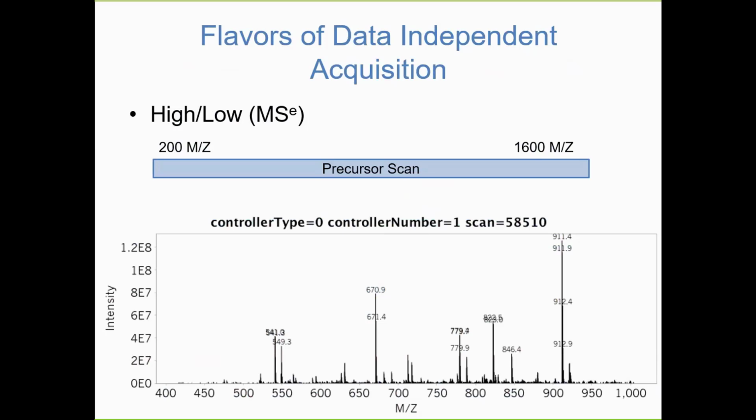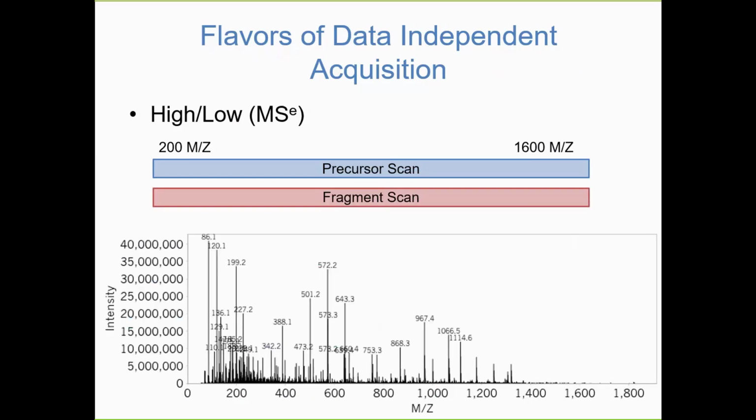So in the mid-2000s, Waters actually pioneered this strategy of doing high-low mass spectrometry, or MSE. Here the idea was to collect a precursor scan again for all of the peptides that are being eluted at the same time. So this might be in the order of hundreds of peptides eluting at the same time, and then fragment all of them simultaneously to acquire a fragment scan.